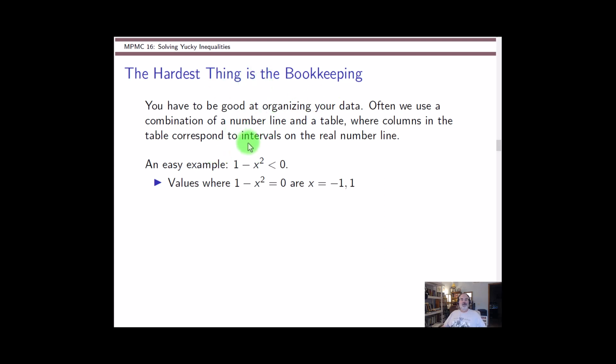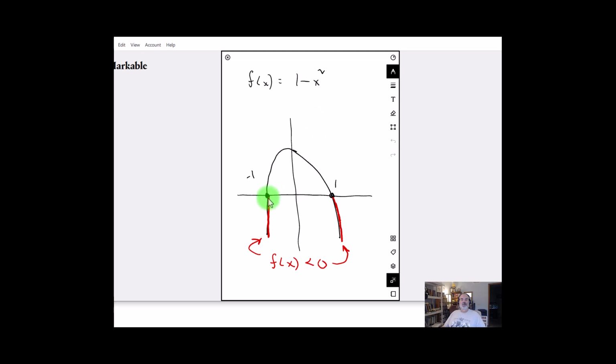But we're going to take the easy function 1 minus x squared. And we're going to ask, where is that less than 0? Okay, well, here's a picture, right? You know that f of x is 1 minus x squared is an upside down parabola. It's badly drawn by me on this picture, but we're not going to look at it for very long.